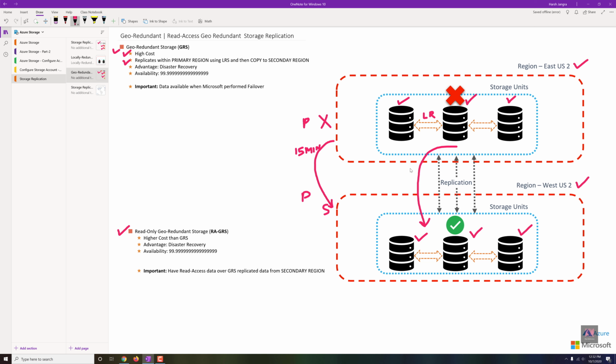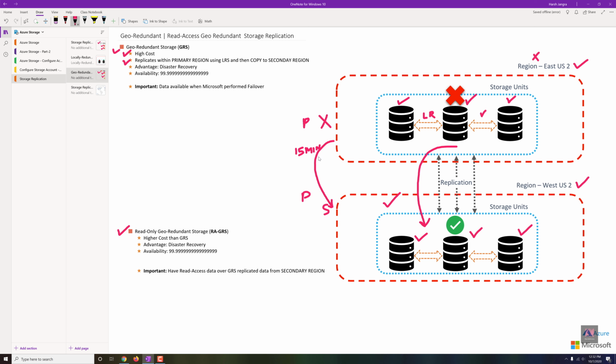So as soon as your data is copied to another region, your data won't be available until the whole region is down. In a disaster situation, if you need any data, it will be available from LRS, but LRS won't work if the whole region is down. If the whole region is down, Microsoft performs a failover, and then your other region, which is West US2 here, is up and running and considered the primary, and your data will be available right after that.